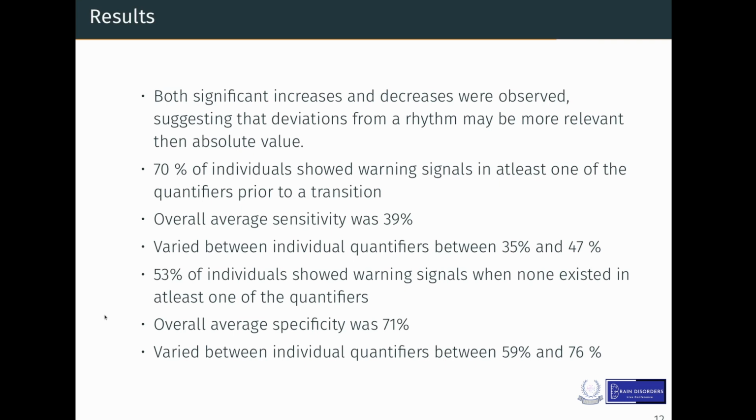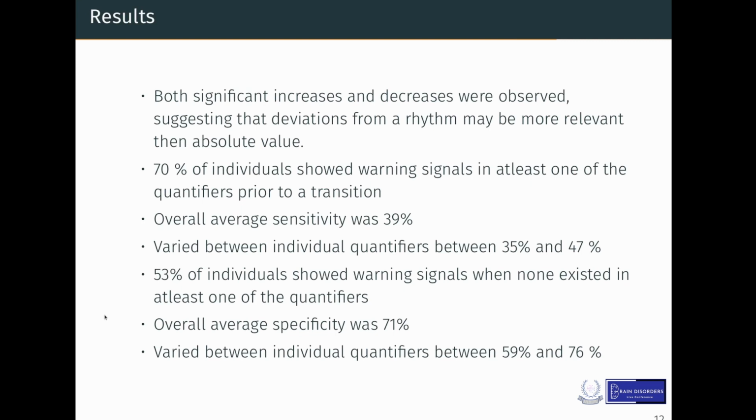So deviations from a rhythm, in the sense that, suppose you have some kind of durational diversity of physical activity patterns. Now, if you deviate from this normal rhythm, that seems to be more of an issue than just individually trying to pick out that increases were observed or decreases were observed. Now, we found that 70% of individuals showed warning signals, which means these significant trends, in at least one of the quantifiers prior to a transition.